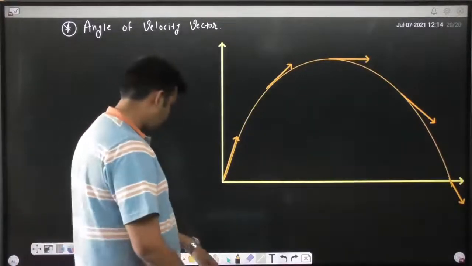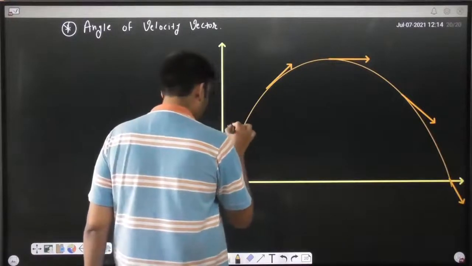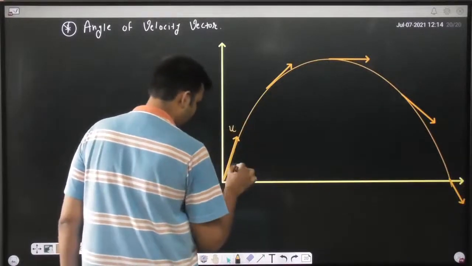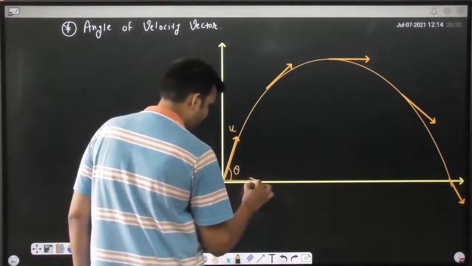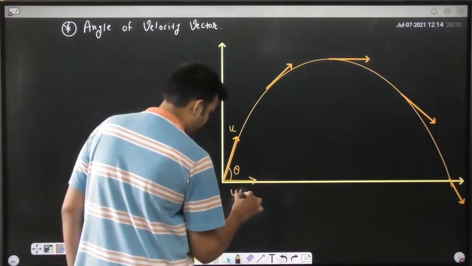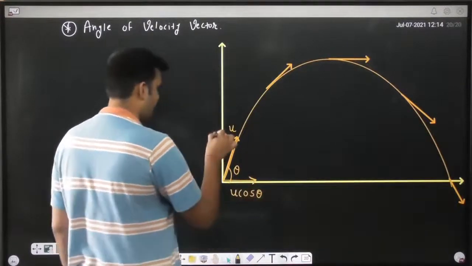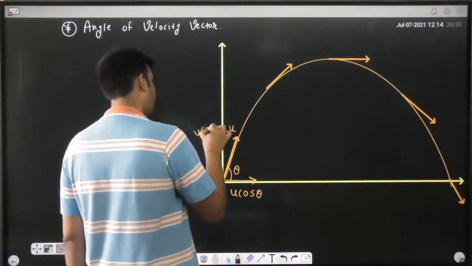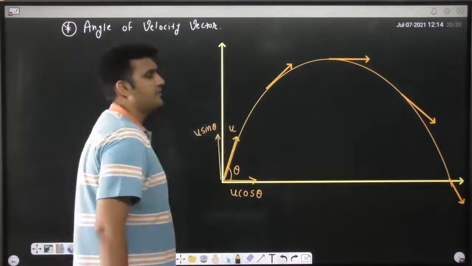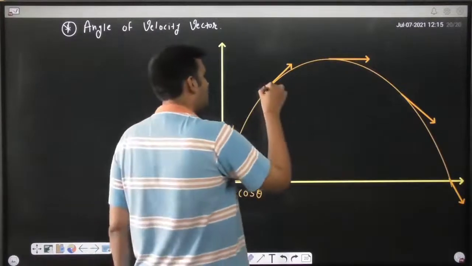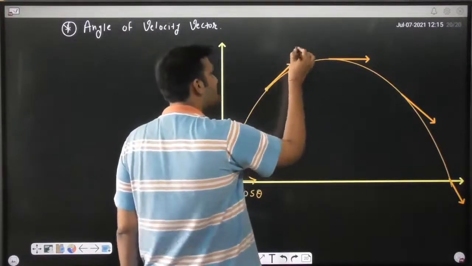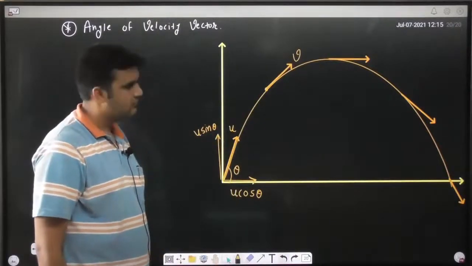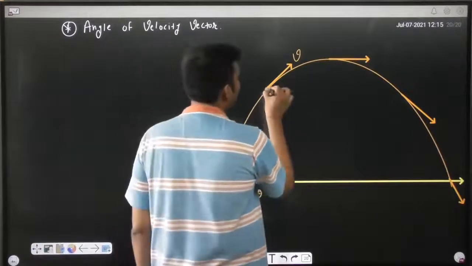Now since this is your initial velocity u and this angle is theta, obviously you can take the components. This component will be u cos theta and the vertical component will be u sin theta, but this is the initial velocity. Now at this point the velocity will be v, not u, something has changed, and this angle has also changed.